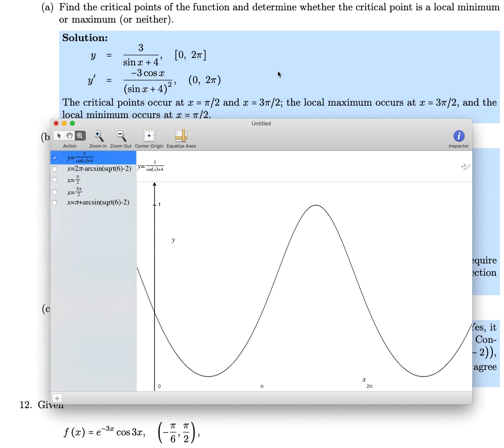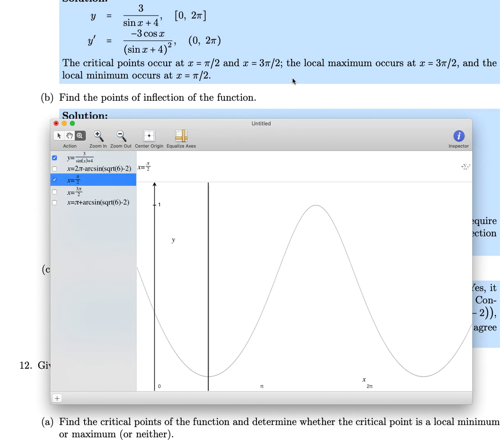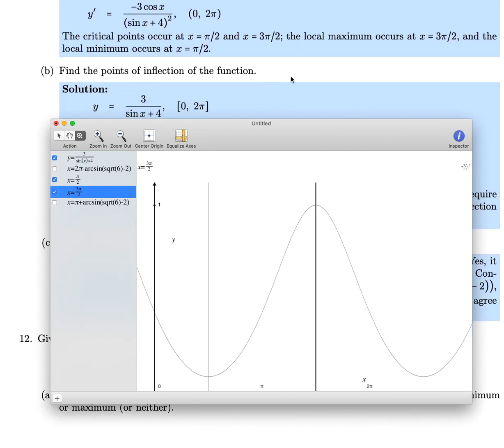So if you recall, we found 2 critical points over there, and the 2 critical points we found were x equals pi over 2. Let me display that for you. And the other critical point we found was x equals 3 pi over 2. All right, so I displayed both of those. Now what's happening at those points? Well, we have a minimum over here, and that minimum occurs at pi over 2. And then there's a maximum over here, and that occurs at 3 pi over 2.